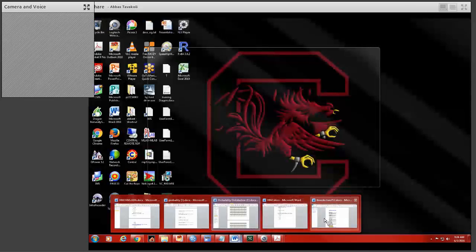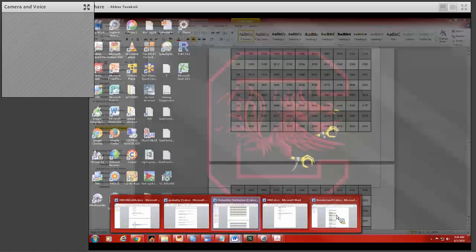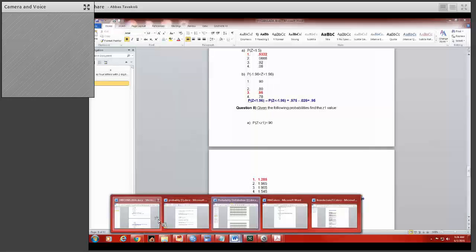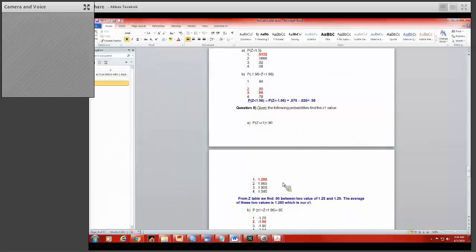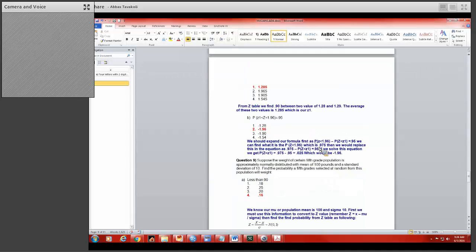So you could have chosen either. But if you want the exact value, you have to average those two values because the table doesn't show it. So that's what I explained. So 1.28, the average is 1.285.